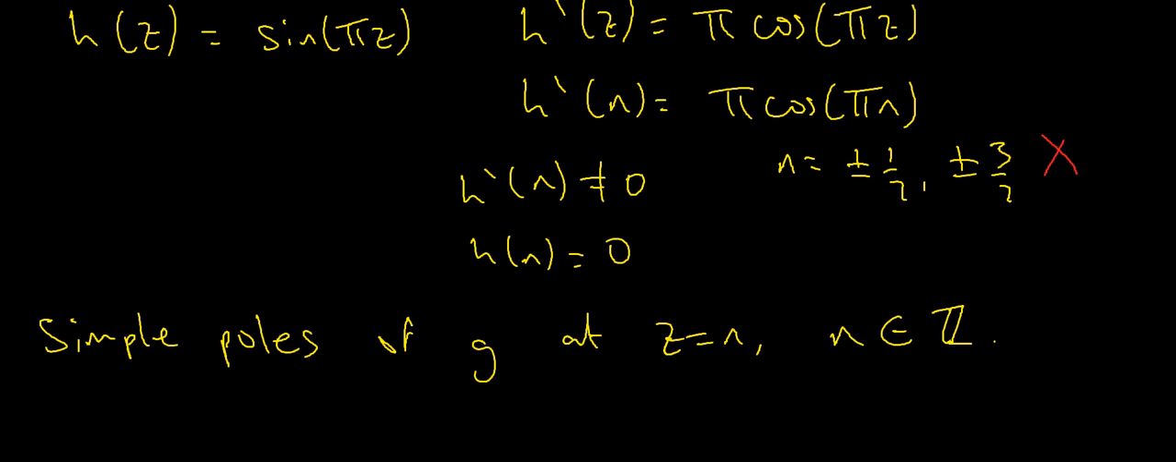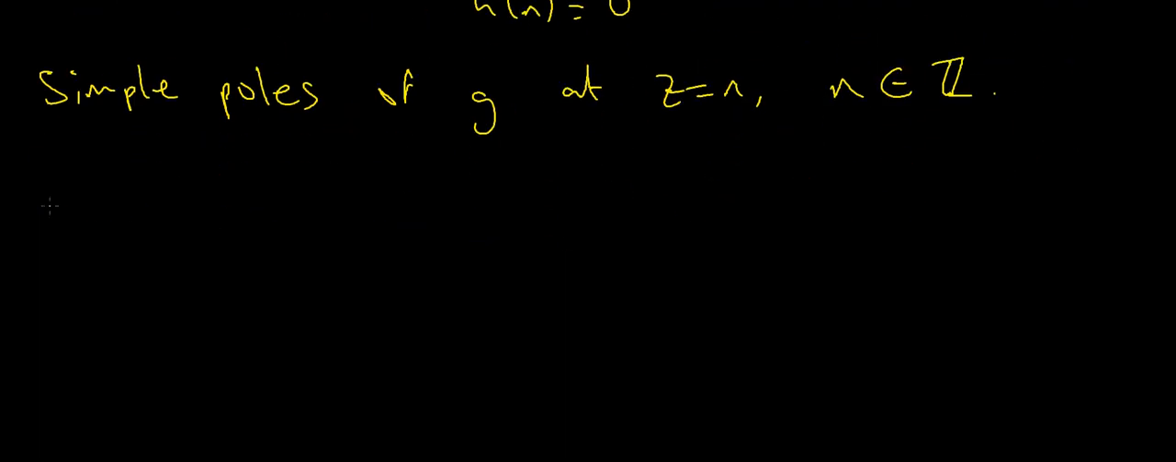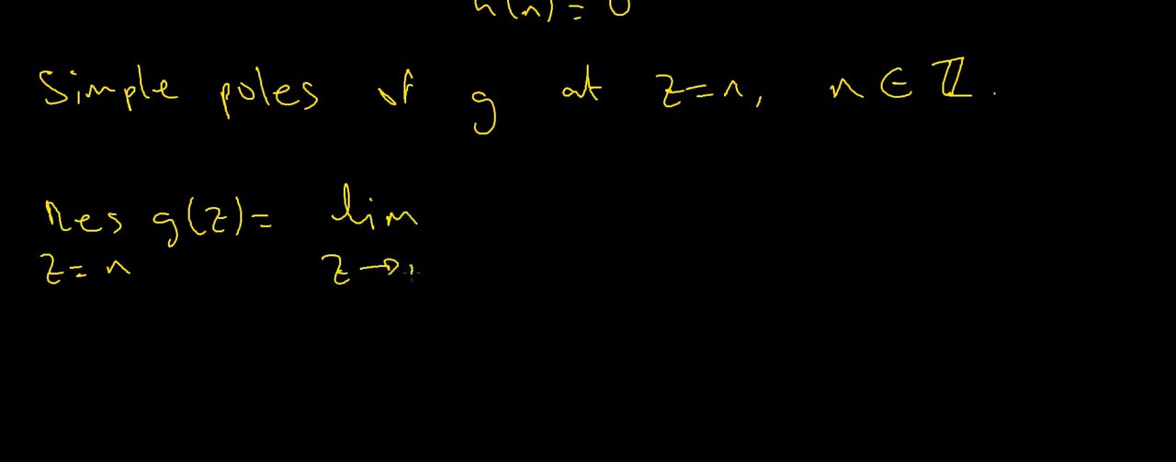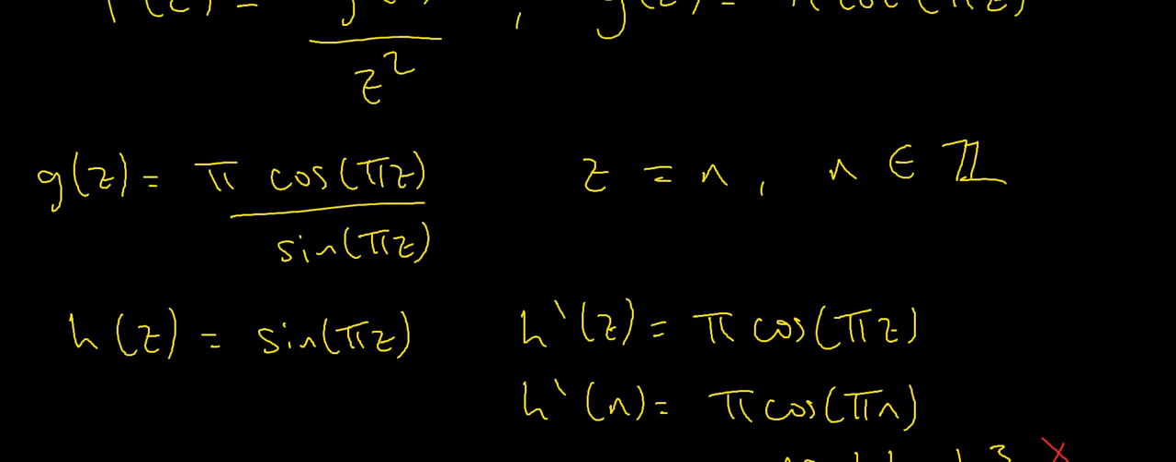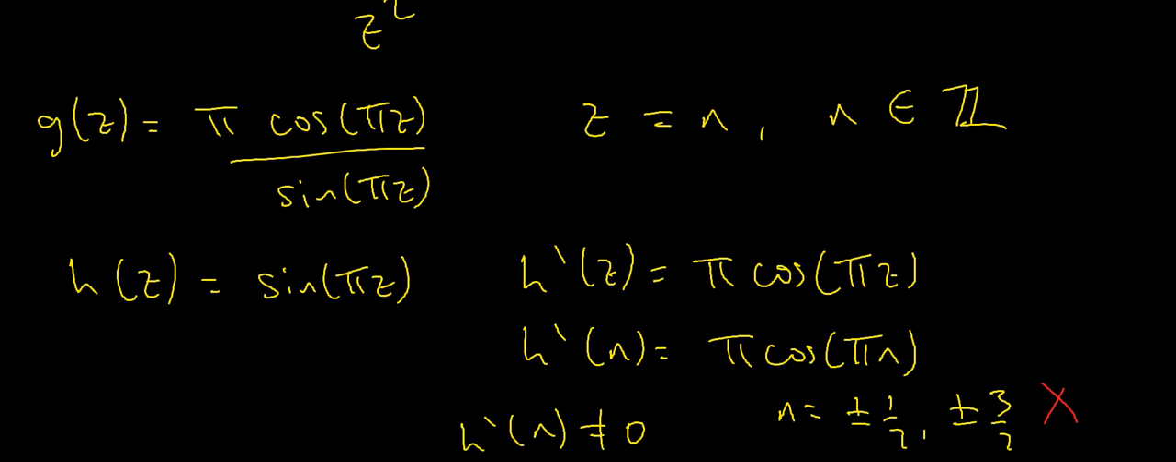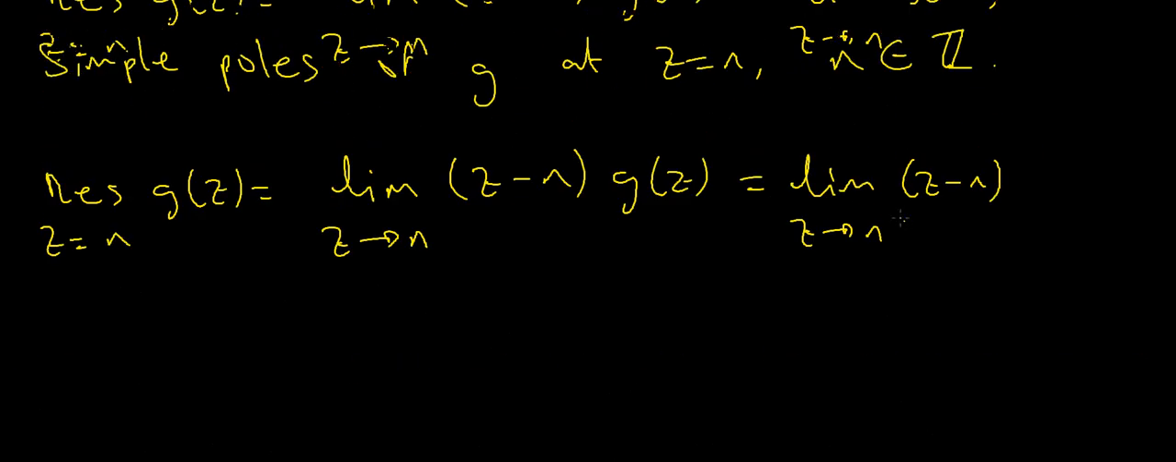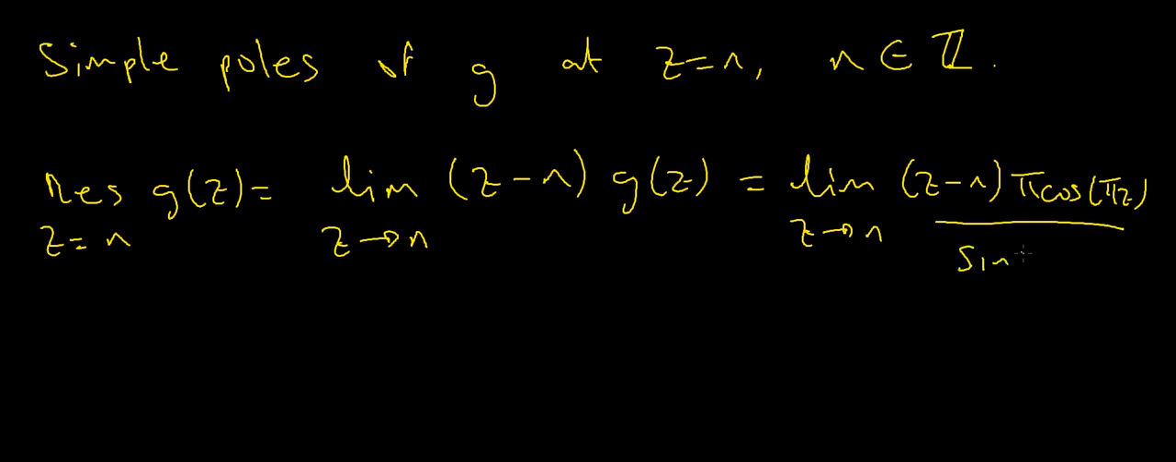So we've got the poles of G, so let's calculate the residue of G at each of those poles. What is the residue at z equals n of G of z? Using the residue formula, that's just the limit as z approaches n of z minus the pole, which is z minus n, times G of z. And G of z, in this case, I've defined as pi cotangent pi z, which is just pi cosine pi z over sine pi z.